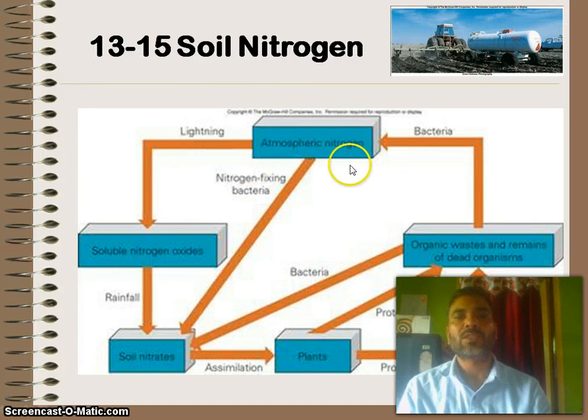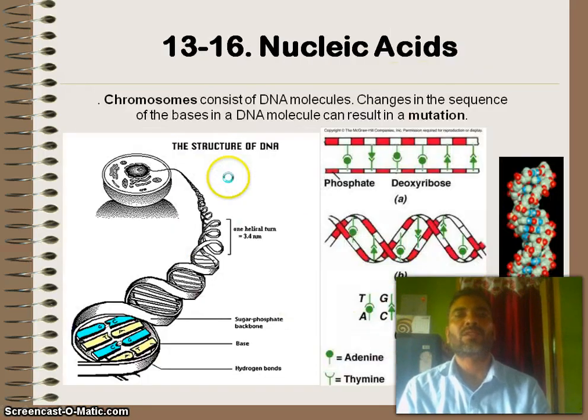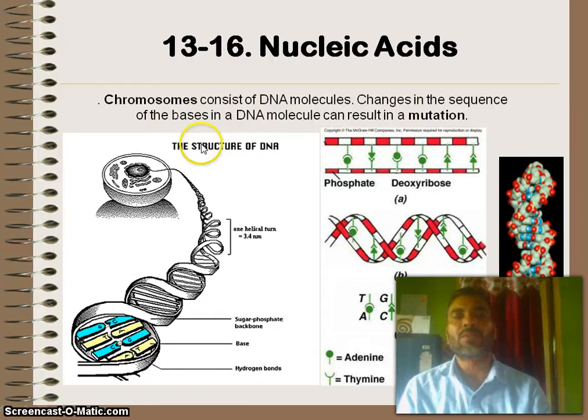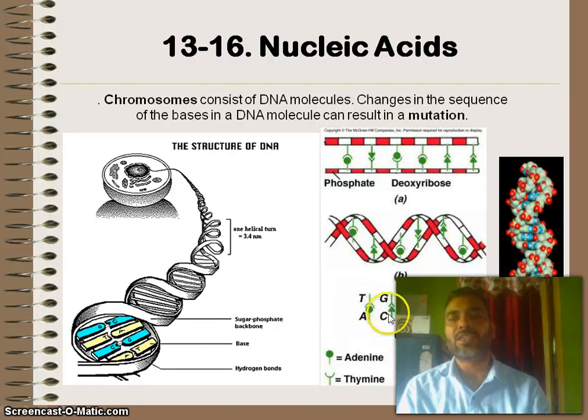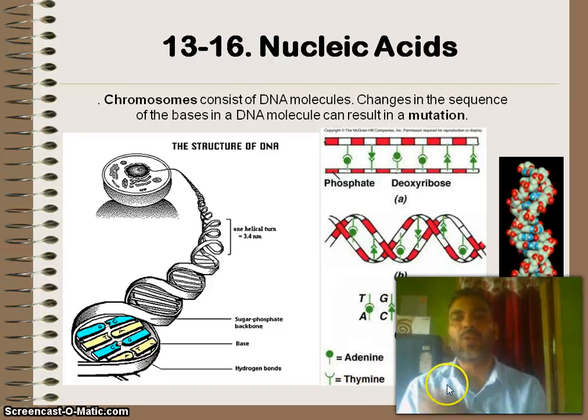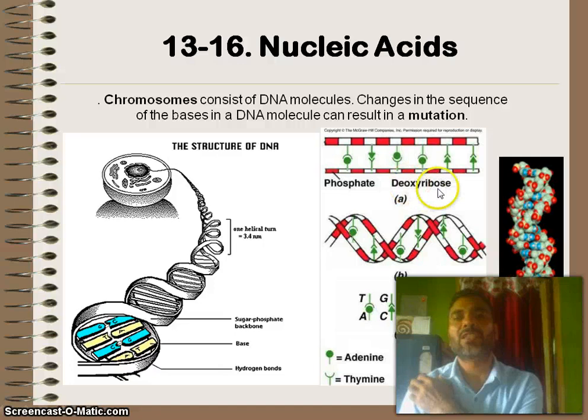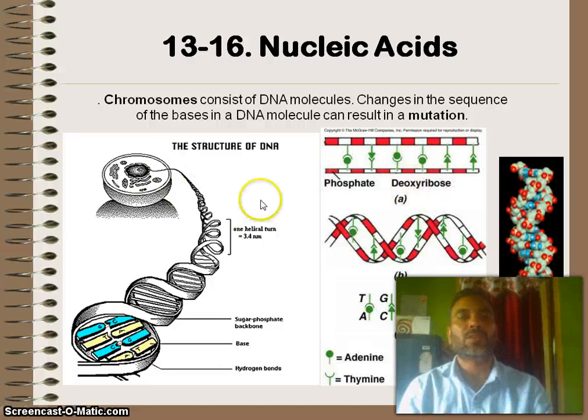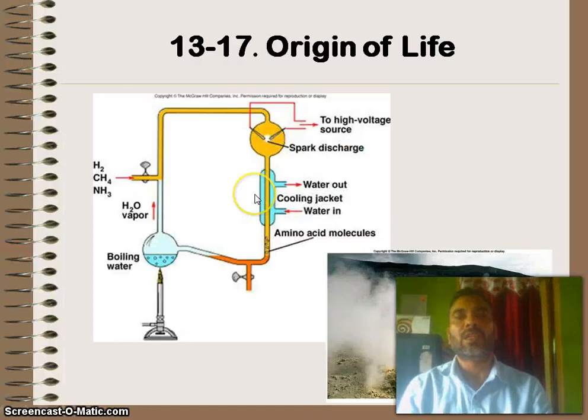So soil nitrogen, there is a cycle of soil nitrogen. Now nucleic acid. Chromosomes consist of DNA molecules. Changes in the sequence of bases in a DNA molecule can result in mutations. You see the helical structure, T and G, G, C, A, T and C, G. We call it adenine, this is thymine, cytosine and guanine, and this is phosphate and deoxyribose sugar. So these are the nucleic acids.